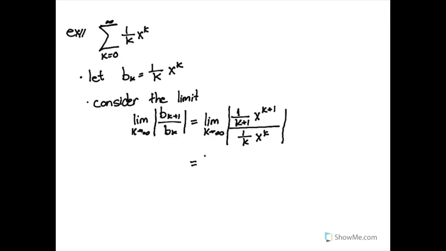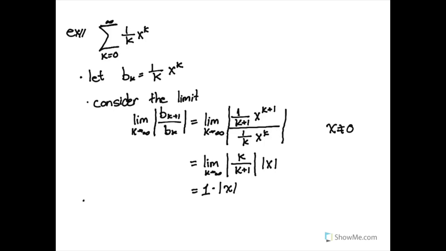Right, and I'm going to simplify this to get the limit as k goes to infinity. The first fraction part becomes k over k plus 1, and then x to the k plus 1 over x to the k is just x, absolute value of x. Again, I just want to point out that x is not equal to 0 in this case. If we evaluate the limit of k over k plus 1 as k goes to infinity, that's just equal to 1, and the absolute value of x is just absolute x. So in this case, we just get 1 times absolute x.